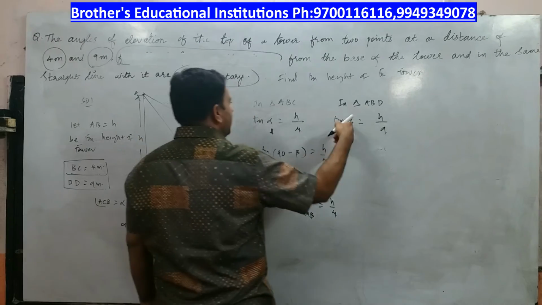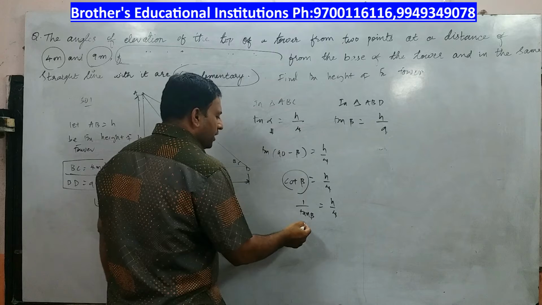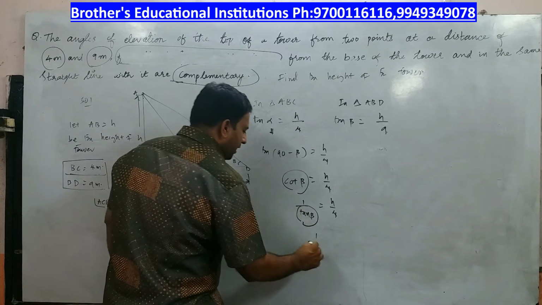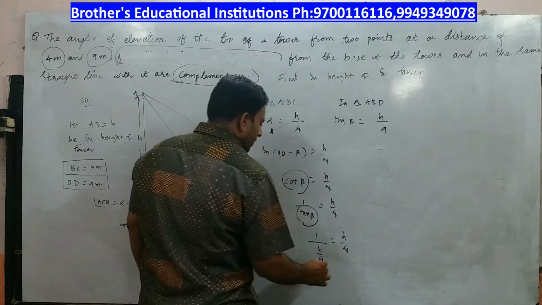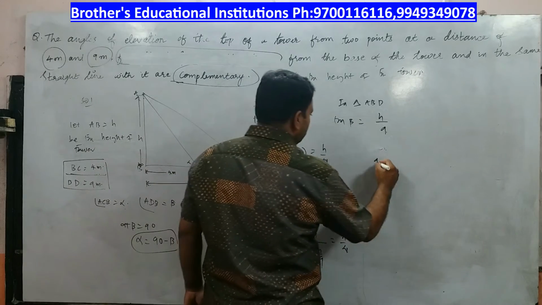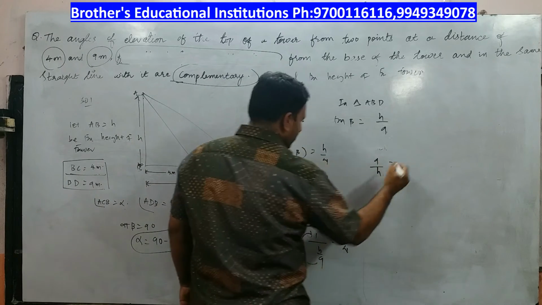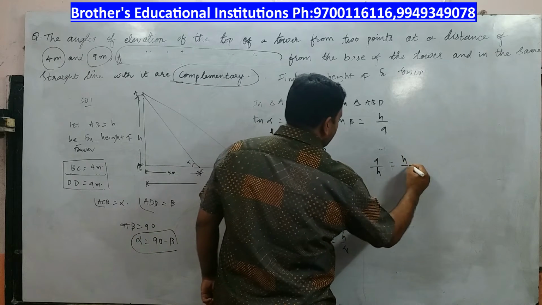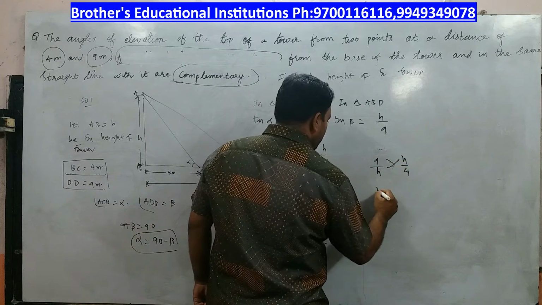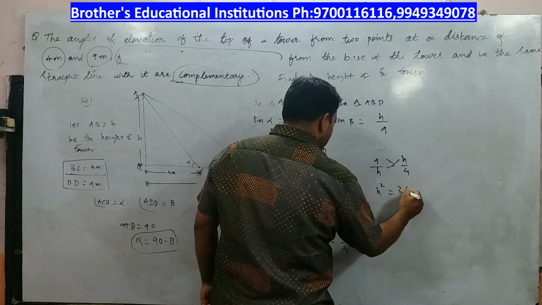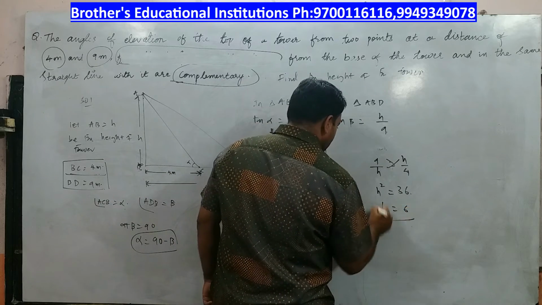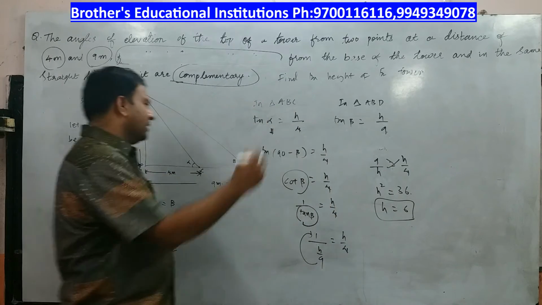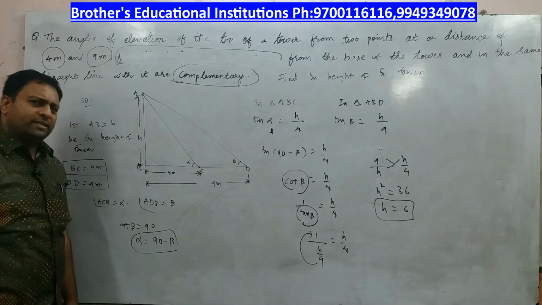And already what is the tan beta value? h by 9. So instead of tan beta, I will write 1 by h by 9 is equal to h by 4. Now this 9 will move up: 9 by h is equal to h by 4. Cross multiply: h square is equal to 9 fours are 36. h is equal to square root of 36, which is equal to 6. Hence, the height of the tower is equal to 6 meters.